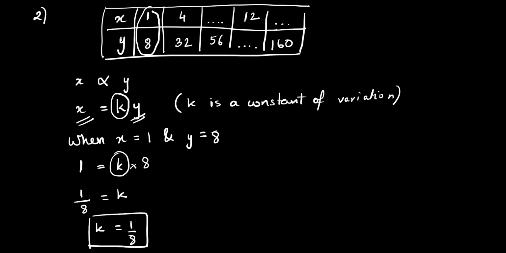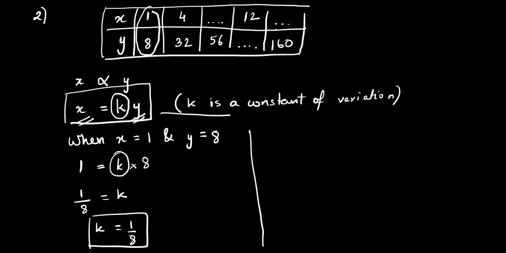Once we get the value of K, we can substitute it. This you all can write in the next line. What you all are going to write is this equation again. The same equation you all are going to write. But now don't write K. We know the value of K. So I can write X is equal to 1 upon 8. In place of K, look, K's value is 1 upon 8. So I'm writing 1 upon 8 into Y.